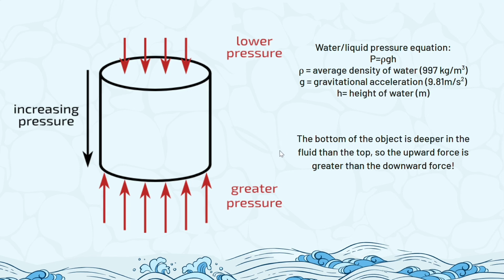The bottom of the object is deeper in the fluid than the top. So the bottom is literally just deeper than the top part. So the upwards force is greater than the downwards force, because the pressure increases as we go deeper into the fluid.